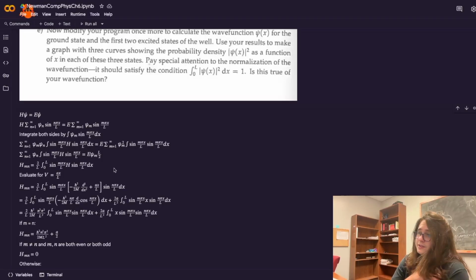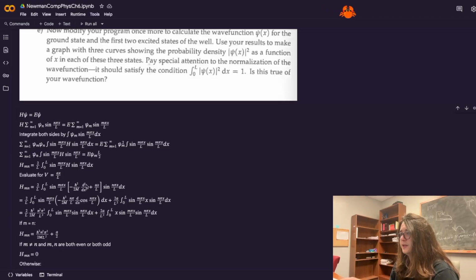Now this does in fact imply that we can get a matrix form of the Hamiltonian just given by this integral, 2 over L times the integral from 0 to L of the sine functions together. And so we were asked to do this analytically for the case of V equals ax over L, which I went ahead and did. H sub mn is going to be given by this.